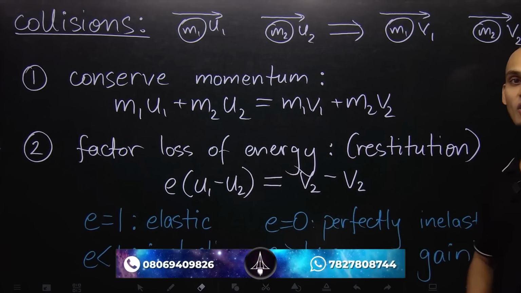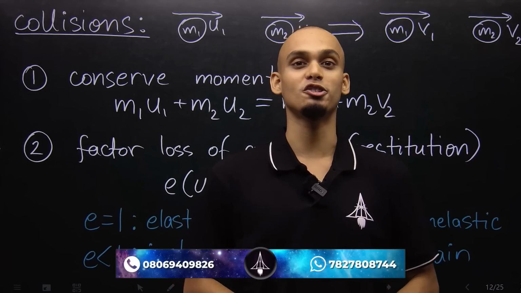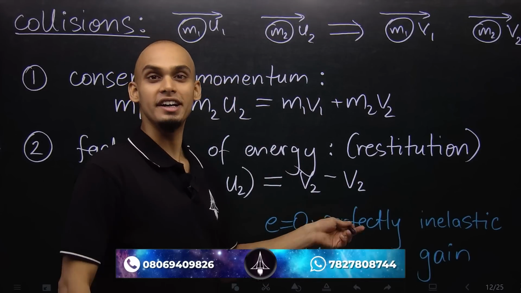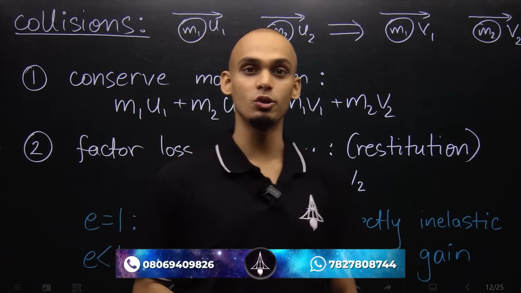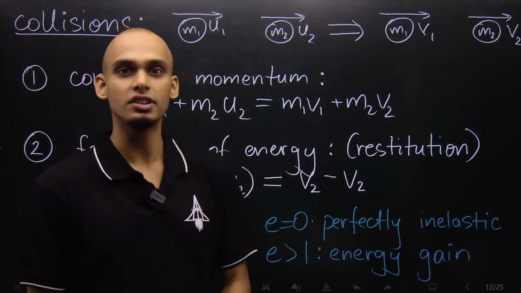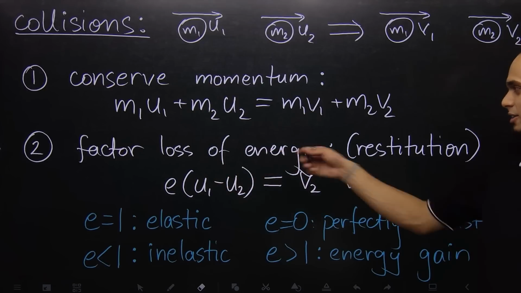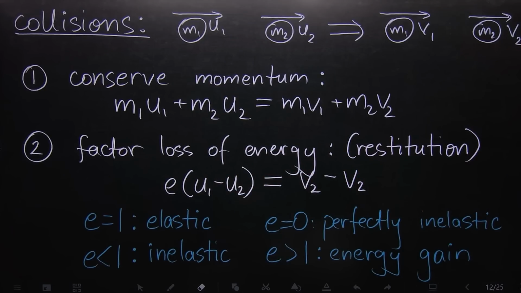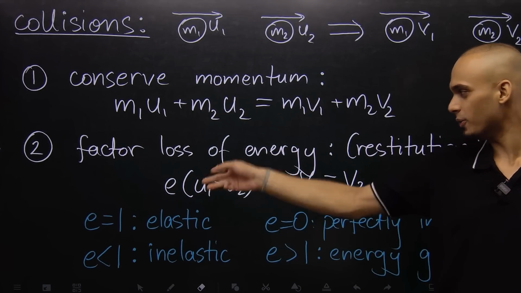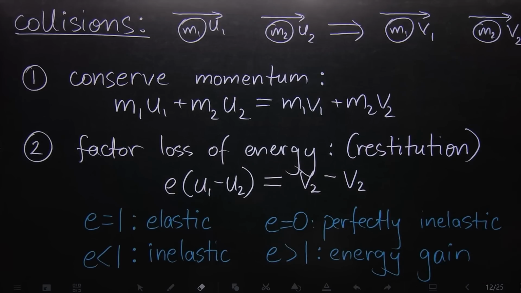Perfectly inelastic because it has the maximum loss of energy possible, and there is zero relative velocity between the blocks after collision. So in this case, where we have perfectly elastic collisions, we will simply be able to solve for collisions using conservation of momentum. We won't even have to go into factoring loss of energy itself. So just remember this one result, and everything else you can simply derive from this one.